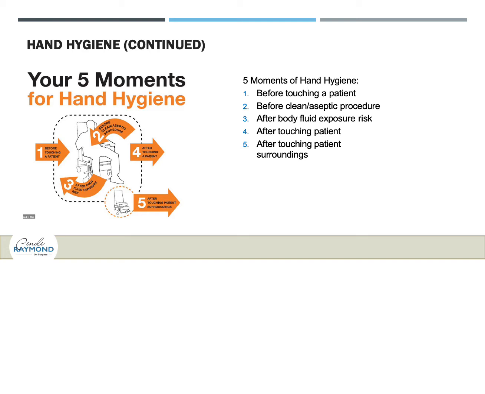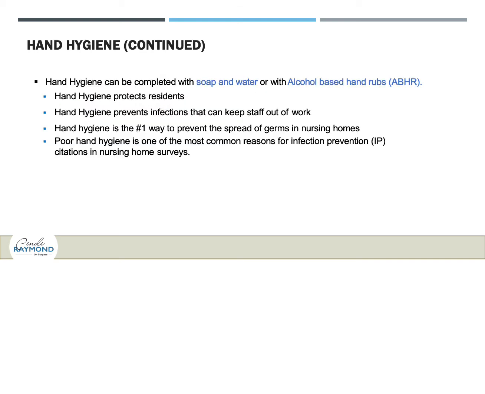Some common times when you should be washing your hands are before touching a patient, before cleaning or doing a procedure, after bodily fluid exposure, after touching a patient, or after touching the patient's surroundings. Hand hygiene can be completed with soap and water or alcohol-based hand sanitizer. Just a reminder, if you are using alcohol-based hand sanitizer that is not provided by the facility, we have to ensure that the alcohol content of it is at least 65%.